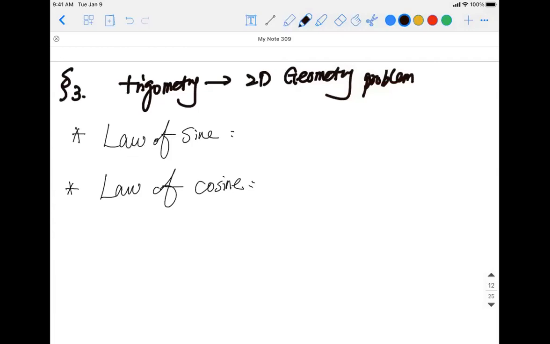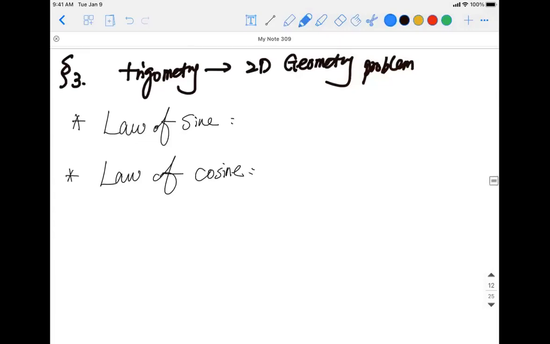So let's do a very, very quick recap, okay? What is the sine law? Let's get started with the sine law. Sine law goes like this.